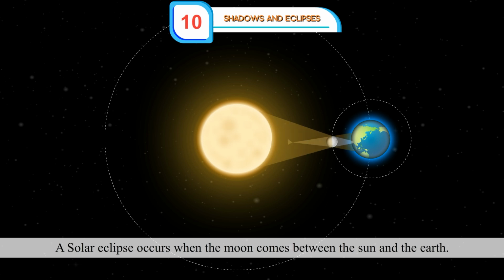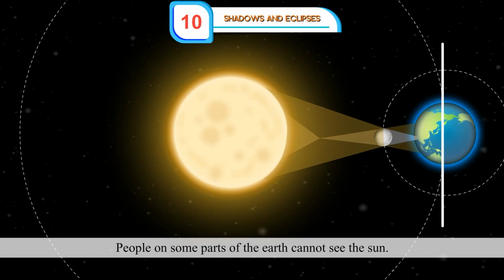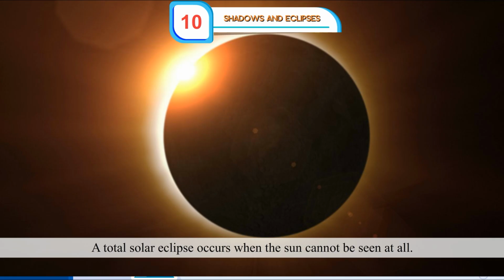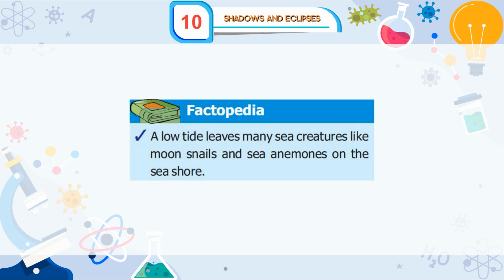A solar eclipse occurs when the moon comes between the sun and the earth. The moon casts its shadow on the earth. People on some parts of the earth cannot see the sun. A solar eclipse can be total or partial. A total solar eclipse occurs when the sun cannot be seen at all. A partial solar eclipse occurs when a part of the sun can be seen.